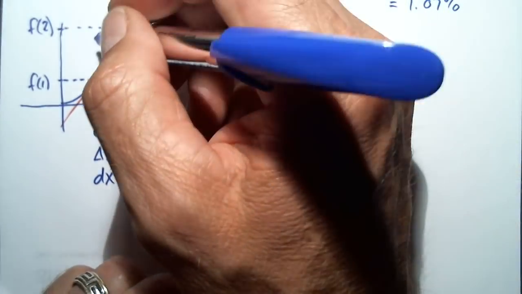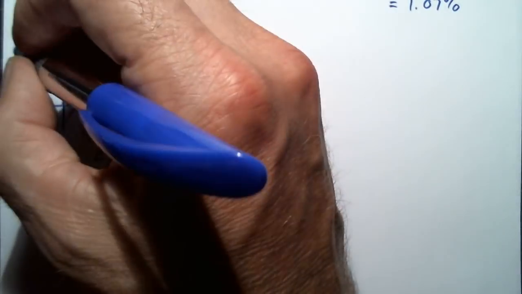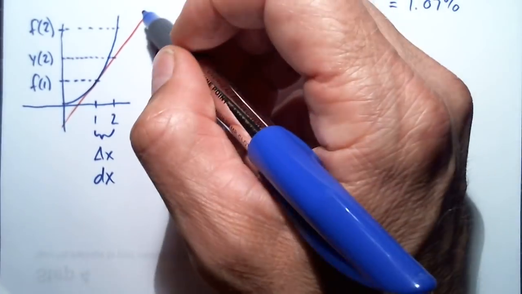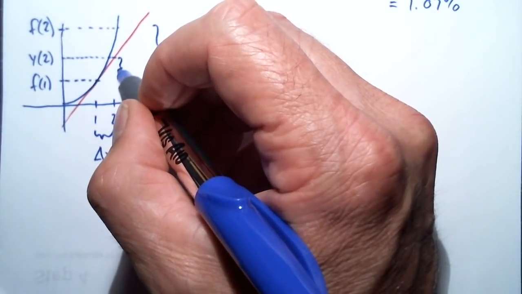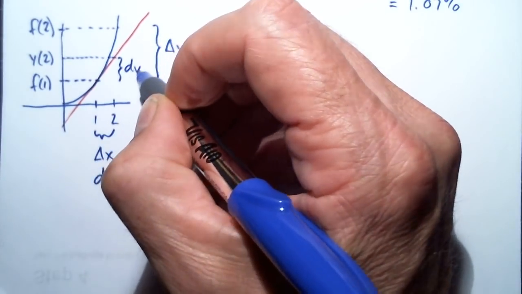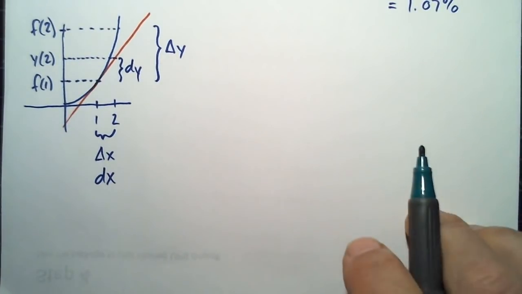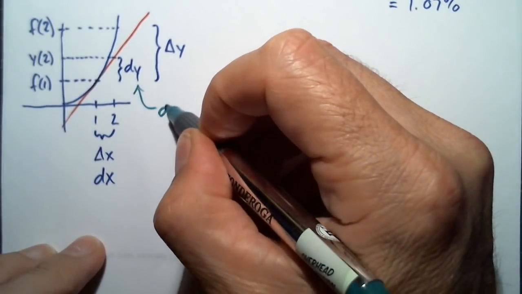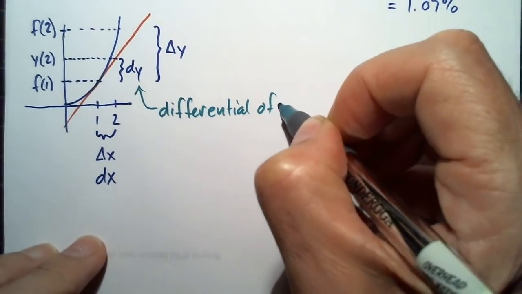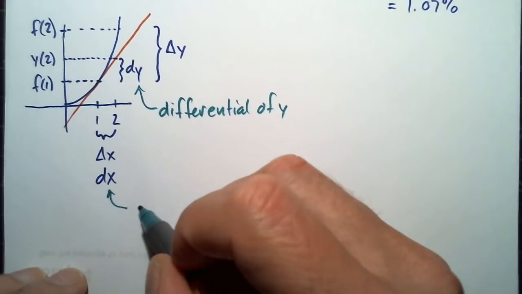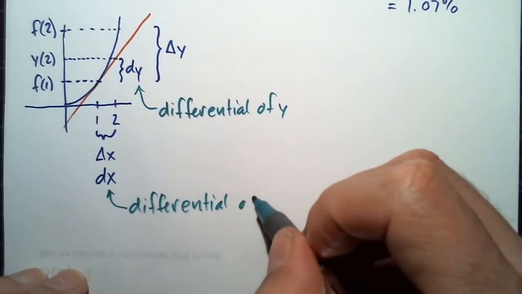But we also have the y value of the tangent line. So let's call that y of 2. So we have the tangent line, it has a y value, and we're going to call the change in the tangent line dy. So dy is called the differential of y. dx is called the differential of x.